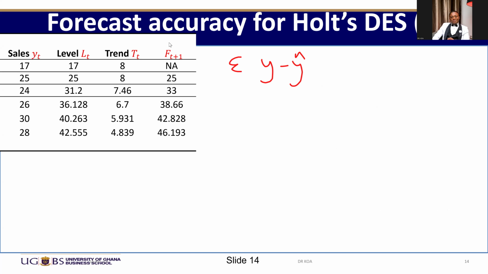So go to period 2. Period 2 is 25, which is the sales value, minus the forecast. The forecast is also 25. So that gives you 0. And then the next one is 24 minus 33. You're going to get a negative value. Positive or negative, whatever you get, you now take the absolute value of this so that all the negatives become positive. In fact, that is what I've just done here.